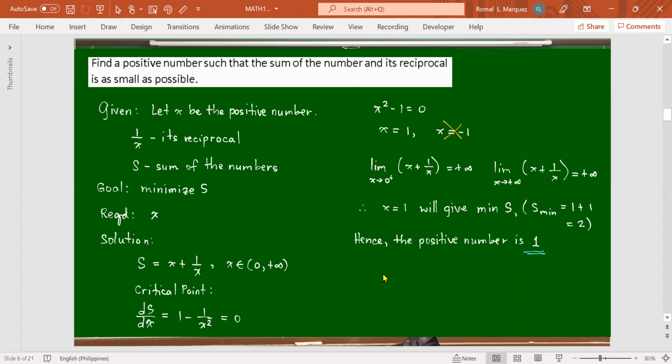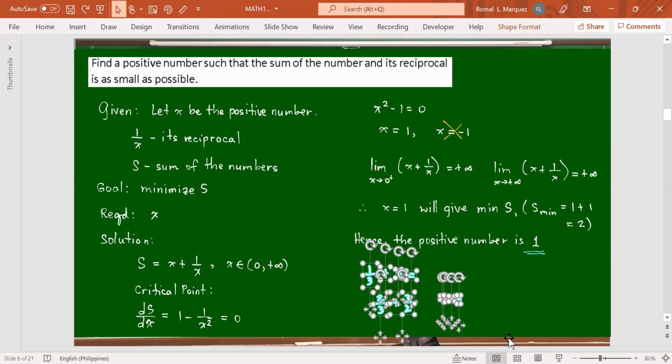If you're going to check, let's say 1/3, what is the reciprocal of 1/3? 3. Add it, it is greater than 2. Remember, the minimum sum is 2, and you can obtain it from 1 and the reciprocal of 1. If you have 2/3, what's the reciprocal? 3/2. If you take the sum, 4 plus 9 all over 6, it is greater than 2. So any positive number you think of, no one will beat 1. The sum of that and its reciprocal is 2, and that's the minimum.